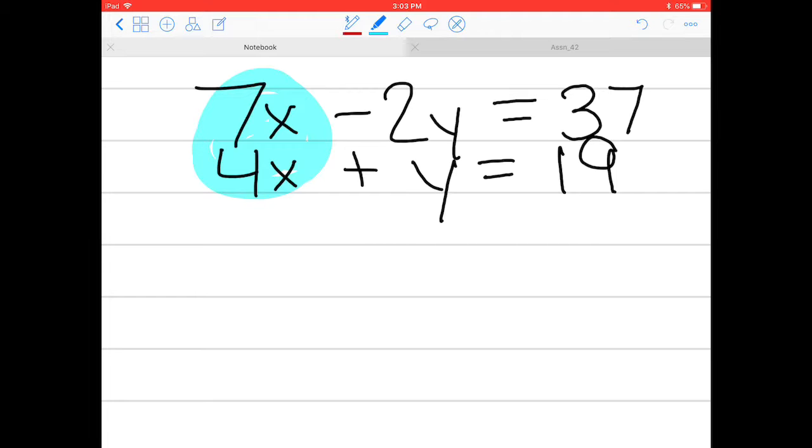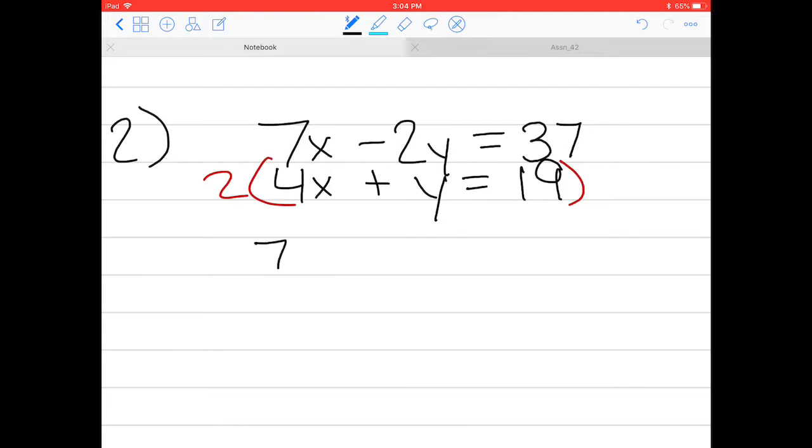For 7 and 4, to find a common number, it would be 28, because that's your least common multiple between these two numbers. So instead of changing both equations to have 28x, it's way easier to change this so that these are both 2y. So the way we're going to do that is multiply the bottom one by 2.